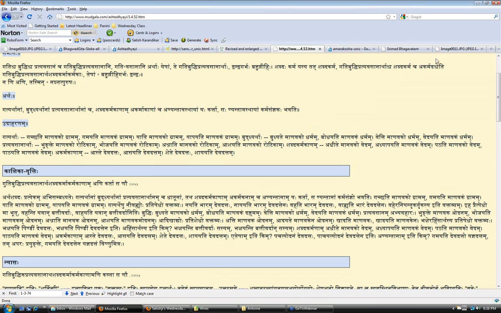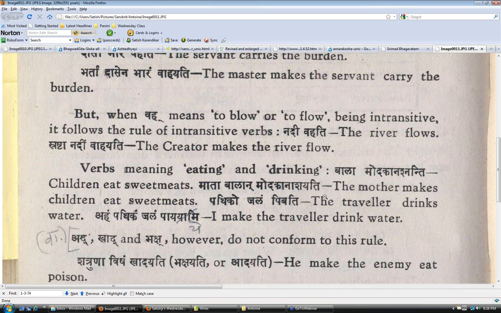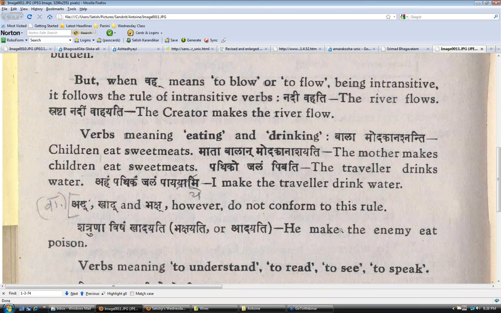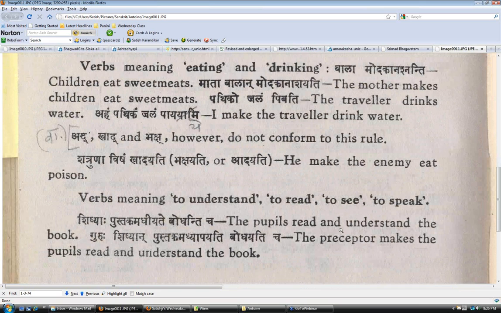Let's see what the book says on this. The book is saying, the next one is ad, khad, and bhaksha, because that meaning of the himsartha bhaksha is the rare meaning, so we don't have to worry about that too much. Shatruna visham khadayati, bhakshayati, adayati. So shatruho visham khadati atva atti atva bhakshayati. Dhatu bhaksh is also 10th gana already.